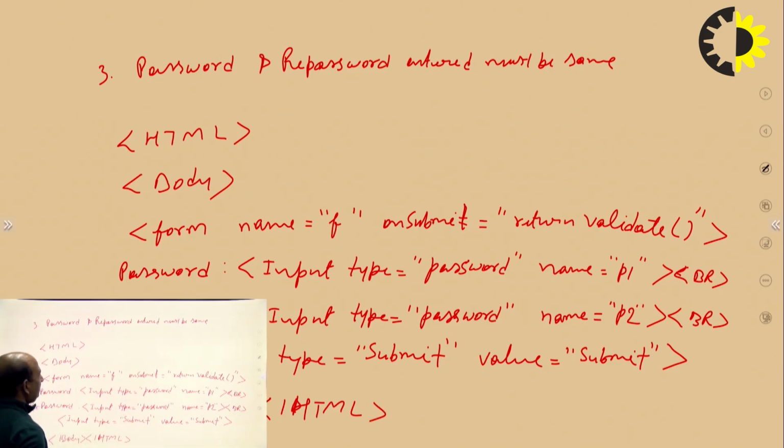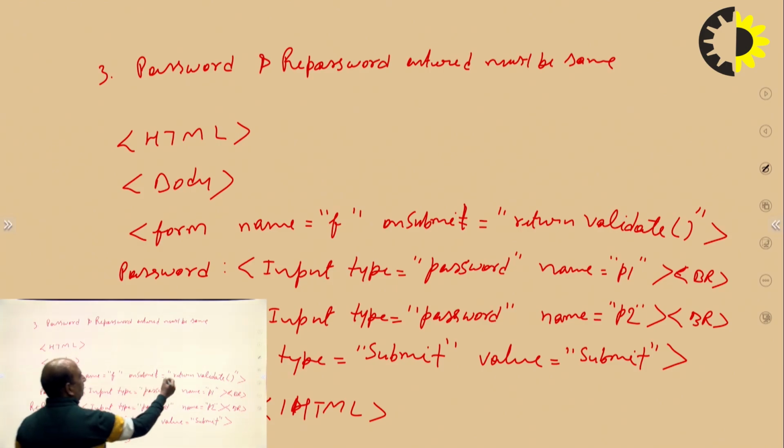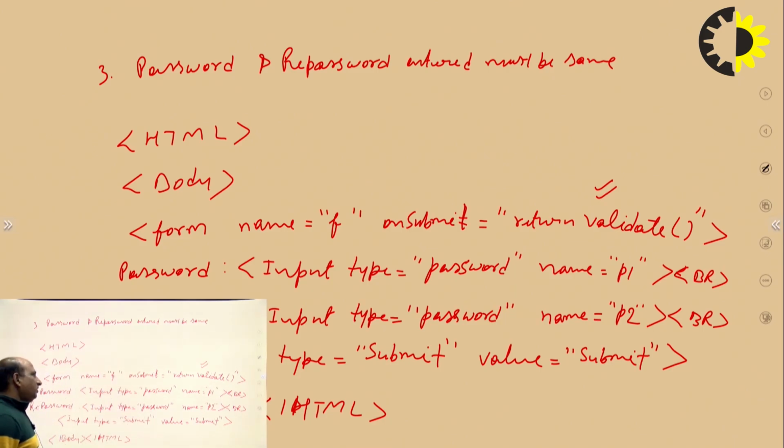So you have created a HTML form that has a password field and repassword field named as P1 and P2. You want to check whether the value entered in password P1 and repassword P2 are same or not. If it is same, then okay, otherwise alert message should be floated to the client screen. So now this validate function is going to do this task, as you have understood now. Now we have to create this validate function. So let us create it.